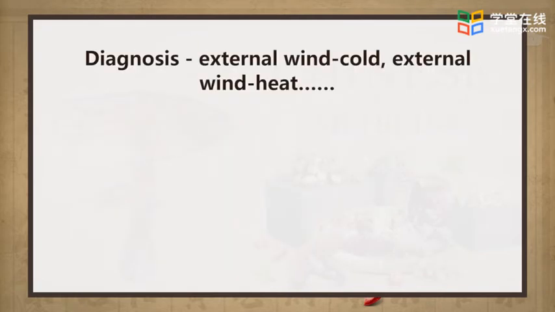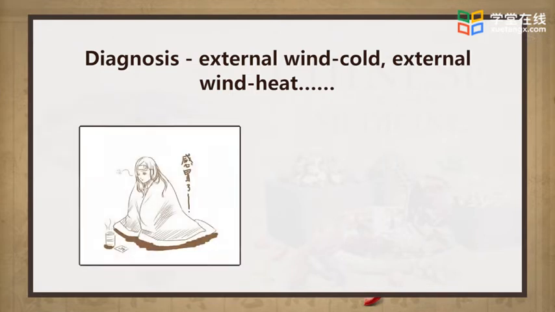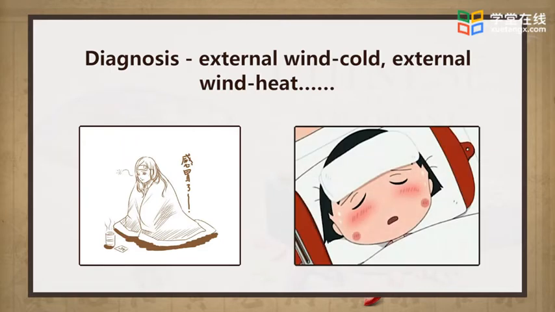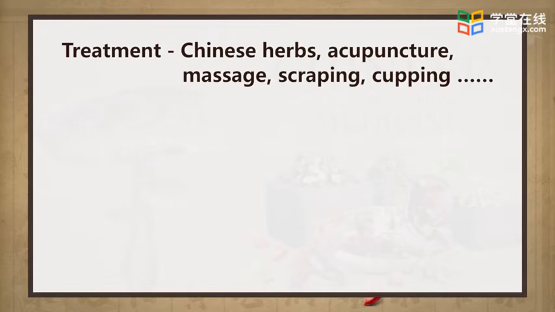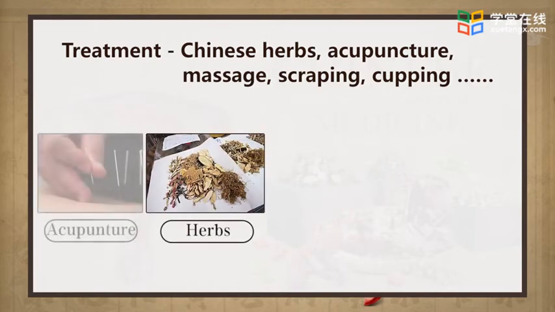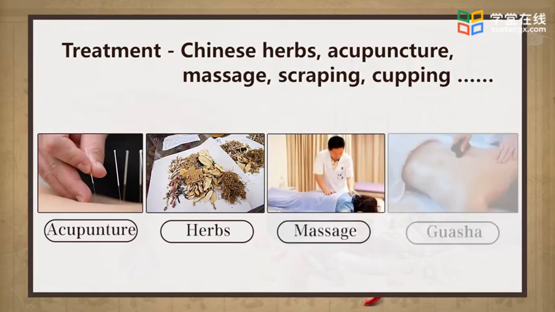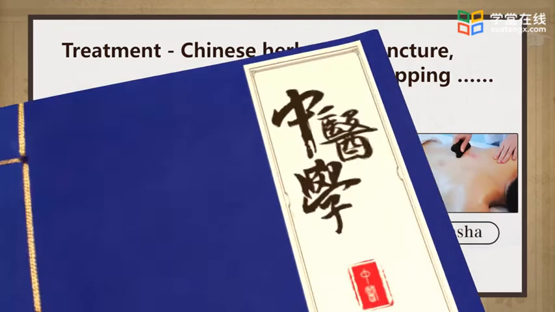Based on the results from the checking, the patient may be diagnosed with, for example, external wind cold syndrome or external wind heat syndrome, etc. According to the diagnosis, one or more therapeutic methods will be selected from the Chinese medical treatments like Chinese herbs, acupuncture, massage, scraping, cupping, etc.